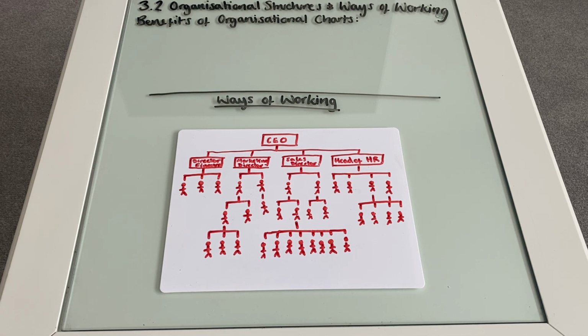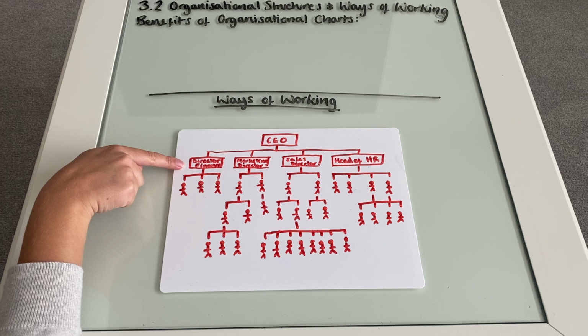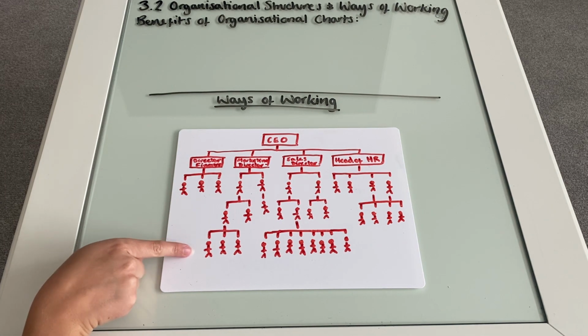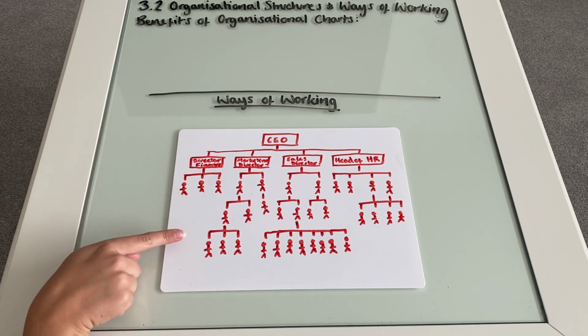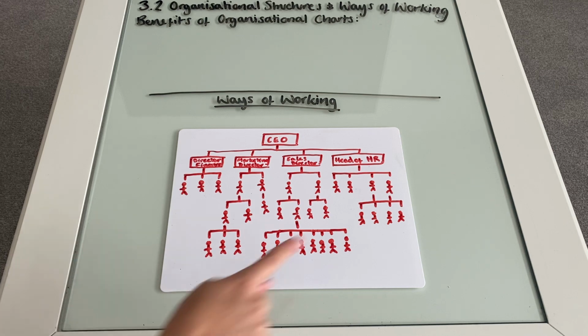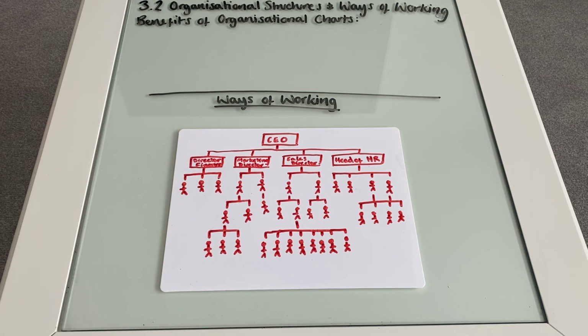There are layers in organisational charts. The higher layers have more responsibility and authority, the power to make decisions and tell people what to do. So this person has authority over these people, who have authority over these people. The higher up, the more power they've got. Ultimately, this person has power over all of them.